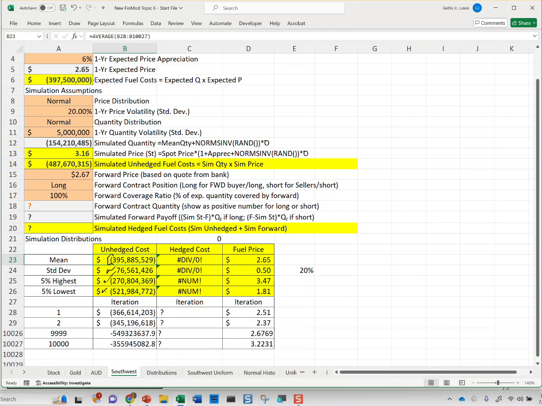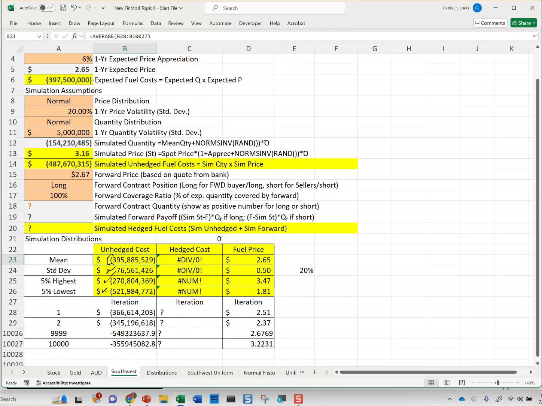So why do we do this? Well, given the volatility of the quantity and volatility of the price, this company would like to know how much more they might have to pay for fuel cost. And we determined that there's a 5% chance they would have to pay $522 million, which is over $120 million more than expected. So what could they do about that?